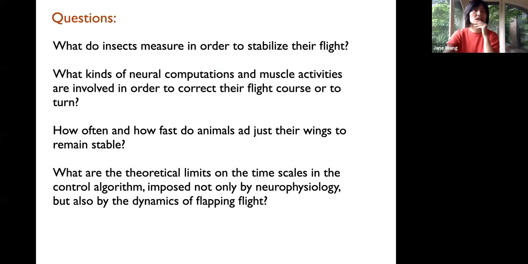So these are the questions. In order for themselves to stabilize in air, what do they need to measure in terms of the body states, and how would they react by adjusting their wings? And can we say something theoretically on the time scales associated with these two kinds of process? One is sensing, the other is reaction.